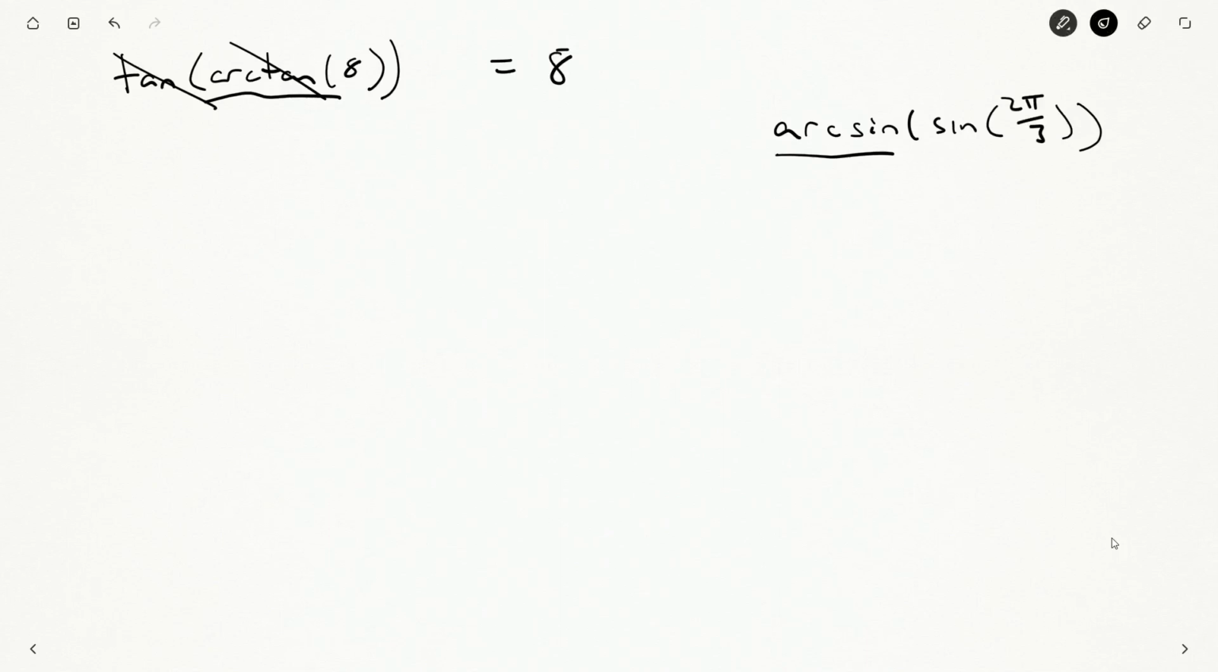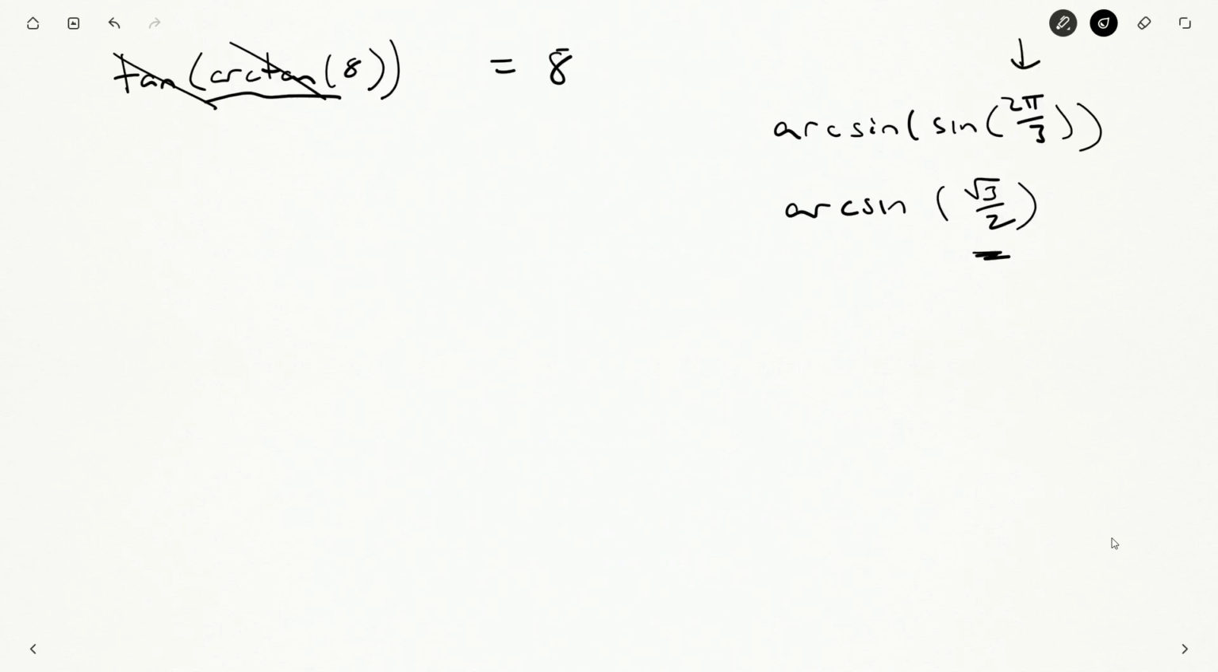Okay, sine of 2 pi by 3 is root 3 over 2. We might remember that. So just simplifying as we go, arc sine of root 3 over 2. This asks the question, because it's an inverse function, what angle do I have to put into sine to get root 3 over 2 out? And you'll say, well, obviously 2 pi by 3.